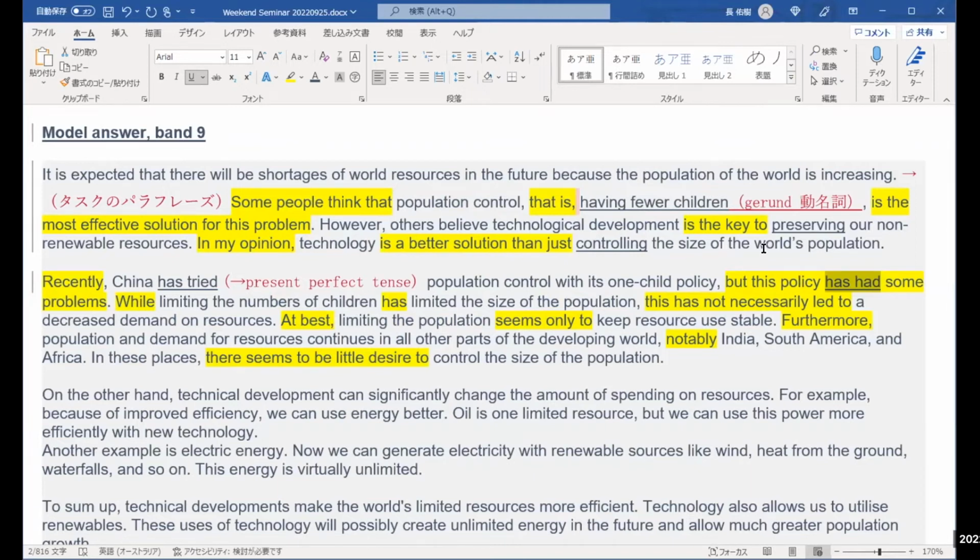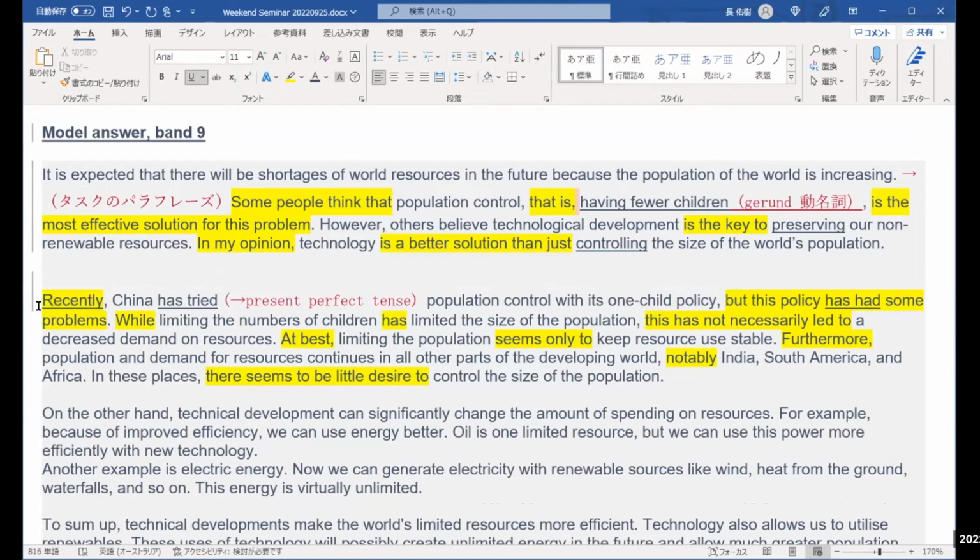If we said in 1979, which is when the one-child policy was brought in, if we said in 1979, we would have to say China tried, because that would be the definite past. That would be not the present perfect. That would be a time that is finished. But now we're talking about a time in the past which is not finished. It's come right up to today. So if we think about this, recently China has tried population control with its one-child policy, but this policy has had some problems.